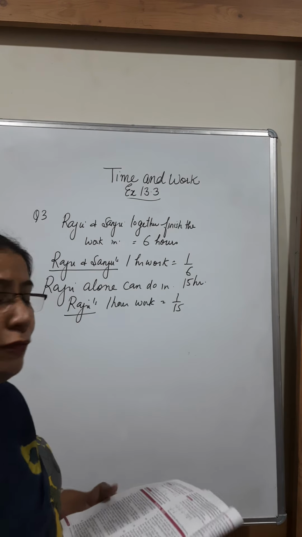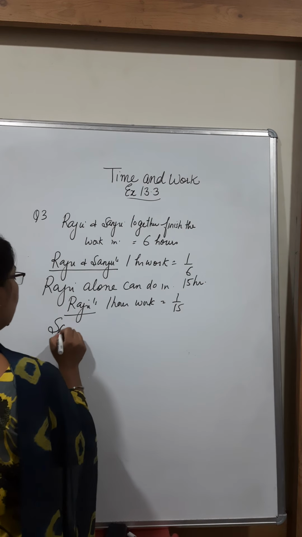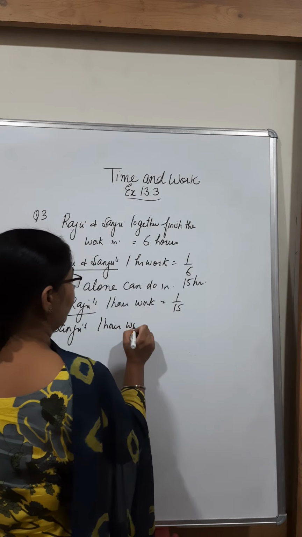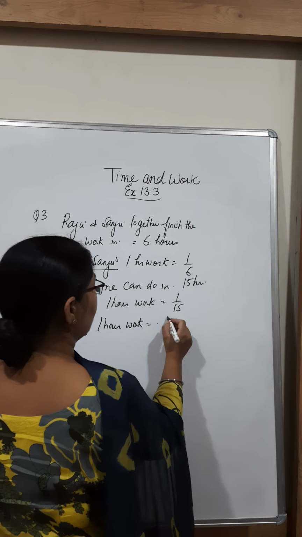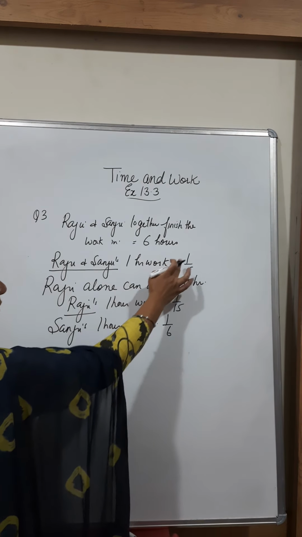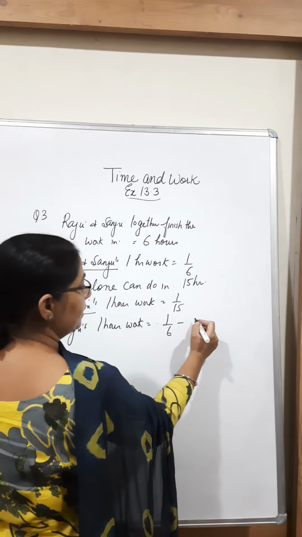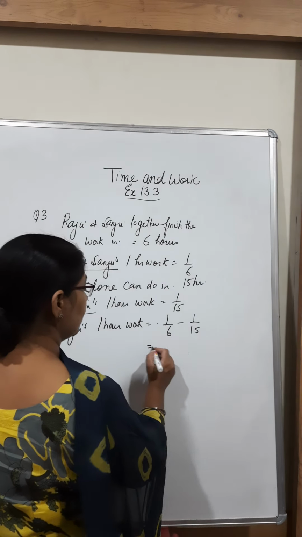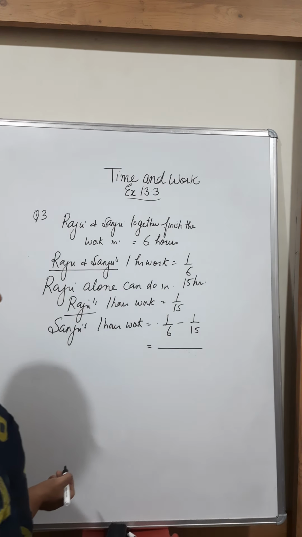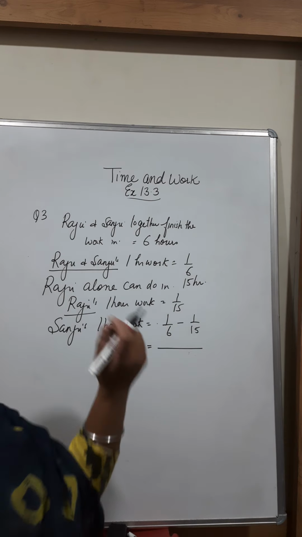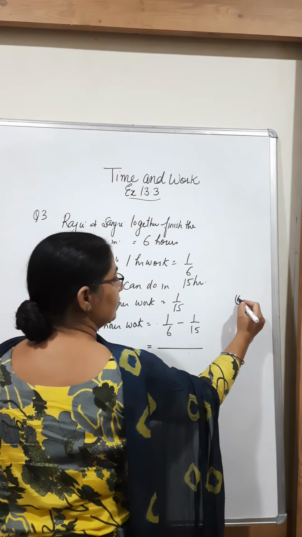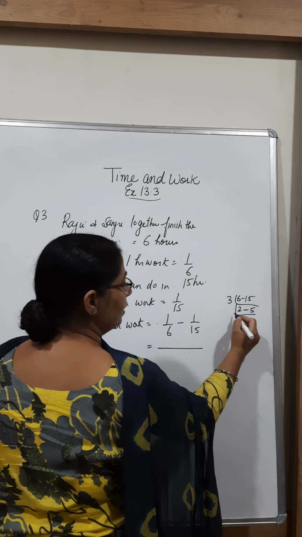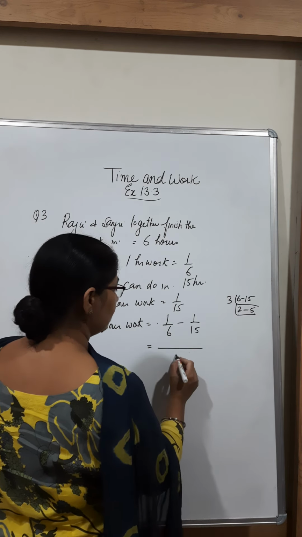So now what you want to find? You want to find Sanju's 1 hour work. So how will you find Sanju's 1 hour work? 1 by 6, which is Raju and Sanju's 1 hour work, minus 1 by 15, which is only Raju's 1 hour work. Now you take the LCM of this. When you take the LCM of 15 and 6, what will you get? Just see here, on the table of 3, 3 2s are 6, 3 5s are 15, and 2 into 3, 6 5s are 30.